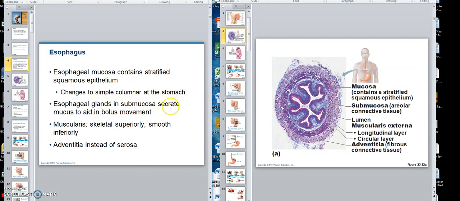Esophageal glands in the submucosa secrete mucus. See the mucus, and they really secrete mucin. The book wrote this: they secrete mucin, and the water on top becomes mucus. Okay, skeletal. So the way this goes, this is kind of how we see it in the medical field.